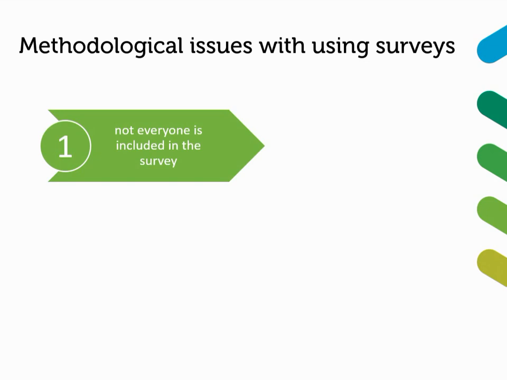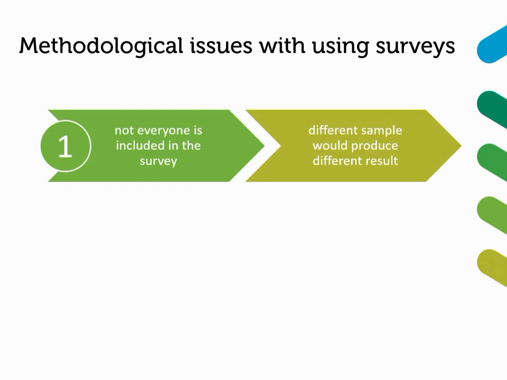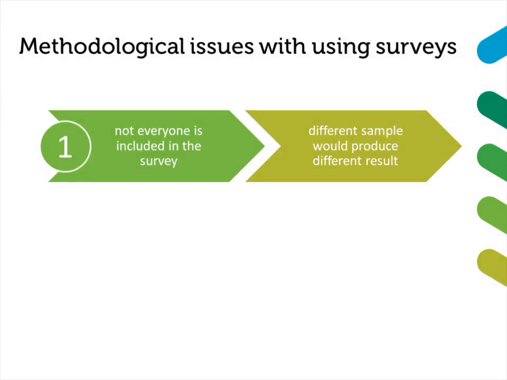However, basing unemployment rate on a survey raises several methodological issues. Firstly, although the Labour Force Survey covers a large representative sample, not absolutely everybody aged over 16 in the UK is included in the survey. This means a different sample would produce a slightly different result. The spread of results from different samples is known as the sampling variability. The sampling variability places a confidence interval on the final unemployment rate produced by the survey.